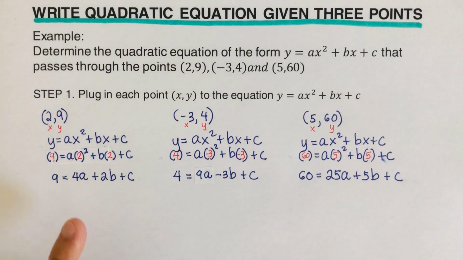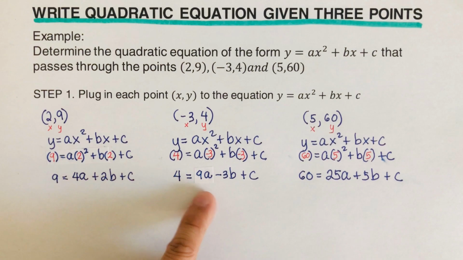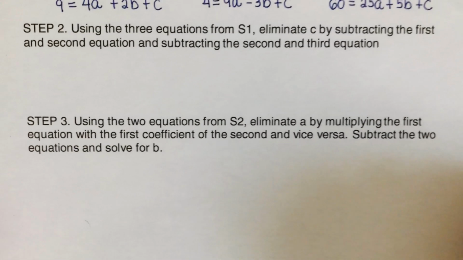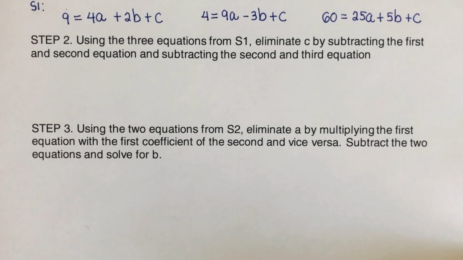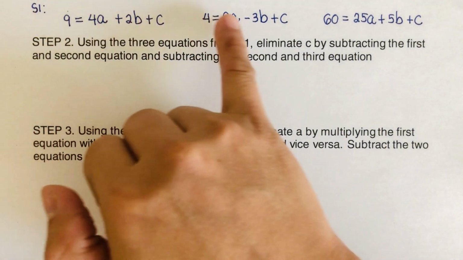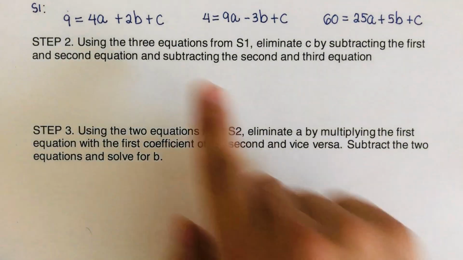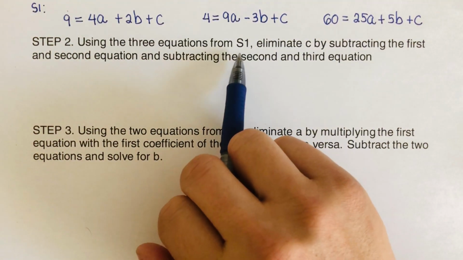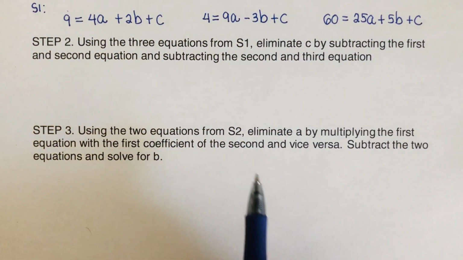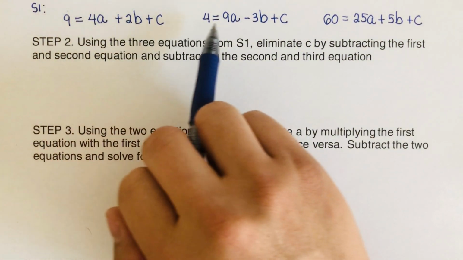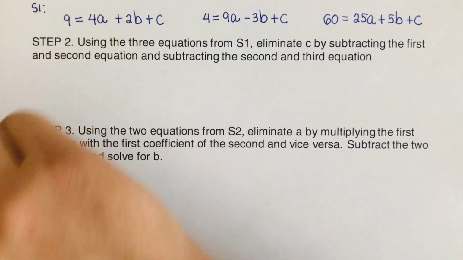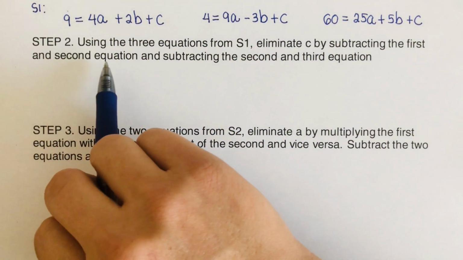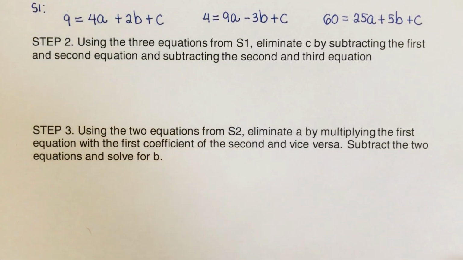So what's going on here is that we have these three equations up here. I actually wrote it on the next slide. I labeled this as step 1. These were the three equations that we got from the first step. We're going to use this for the second step. The second step is using the three equations from step 1: eliminate c by subtracting the first and second equation and subtracting the second and third equation.